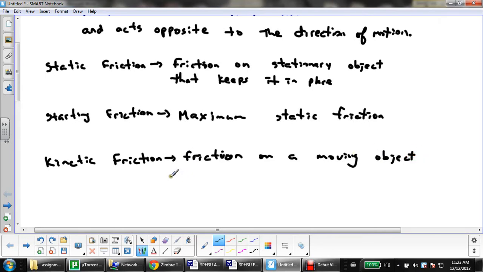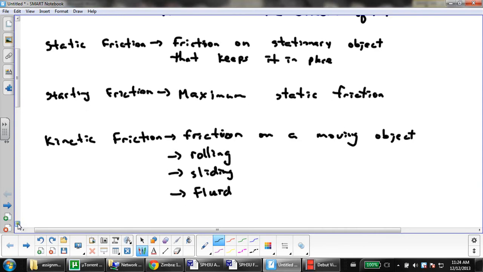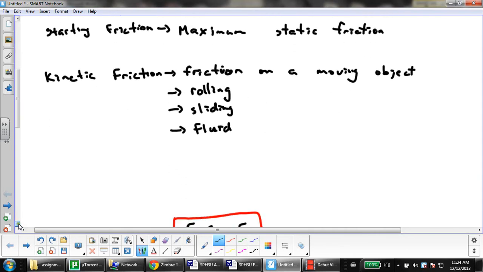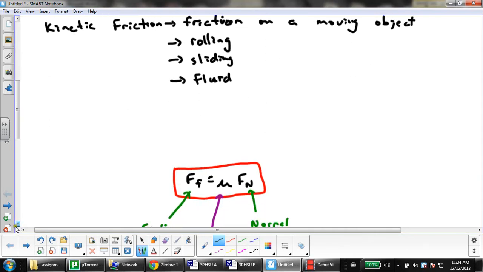And there's a few different kinds. If we think about things that move, we can have rolling kinetic friction. We can have sliding kinetic friction when things are rubbing against each other. Or we can have fluid kinetic friction, like when a submarine moves through water or a plane moves through the air. All just different types, just to keep in mind.